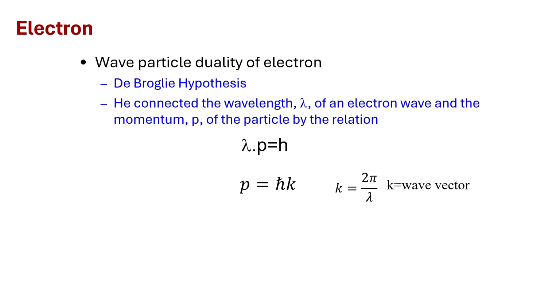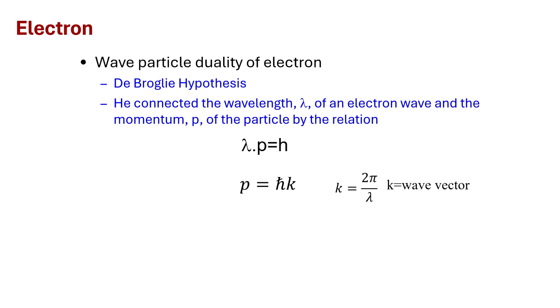Electron was typically considered a particle earlier, but de Broglie suggested that an electron in any material does not act only as a particle, it also acts as a wave. So, wave particle duality of electrons was hypothesized by de Broglie, who was a French scientist. He considered the electron as a wave, which means it must have a wavelength, and a momentum p, which is shown by a particle. He connected these two and said lambda times p must be equal to h.